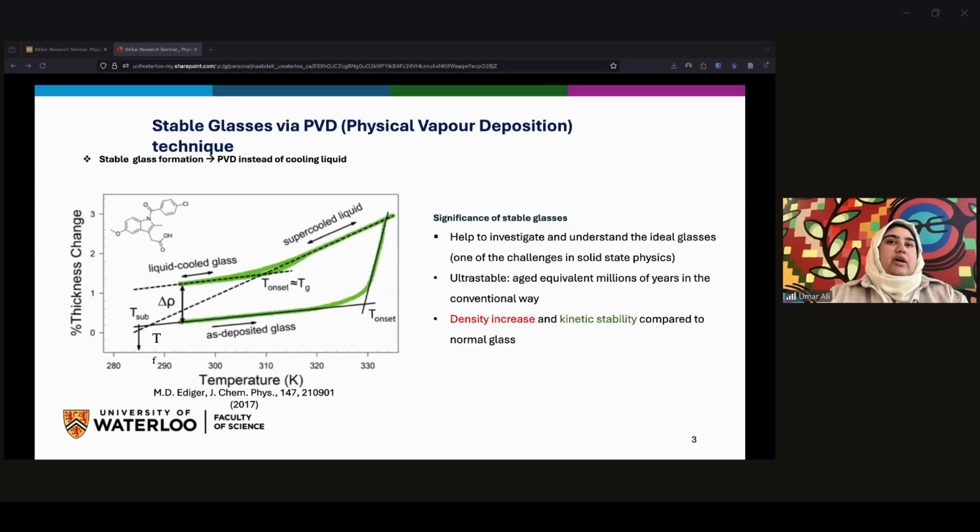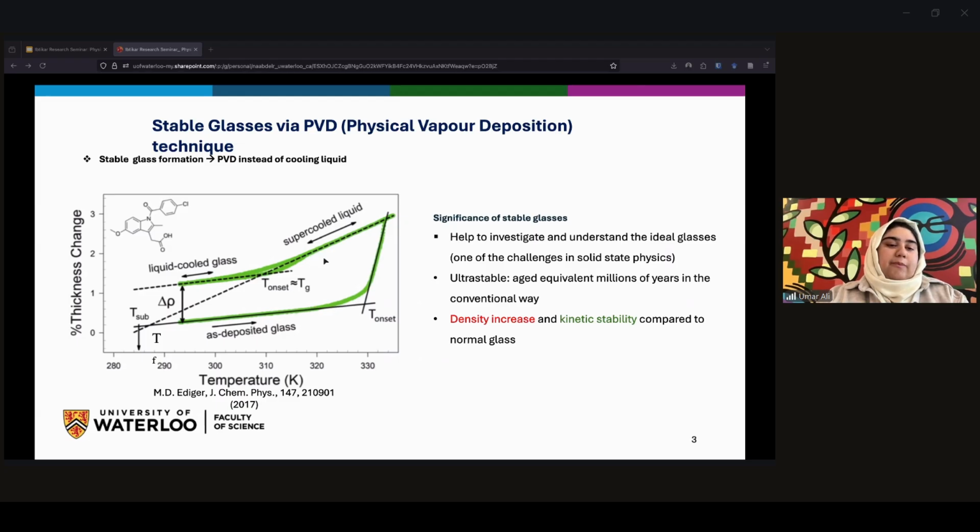Recently, a more convenient way of forming glass has been introduced, which is physical vapor deposition. The glasses formed this way are more dense and more stable as compared to the glasses formed by cooling a liquid. If we look at the curve at the bottom, it refers to the rate of change of thickness for the as-deposited glass, the glass deposited with the help of PVD, and this is known as a stable glass.